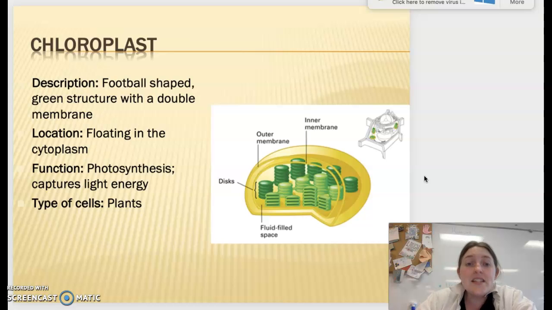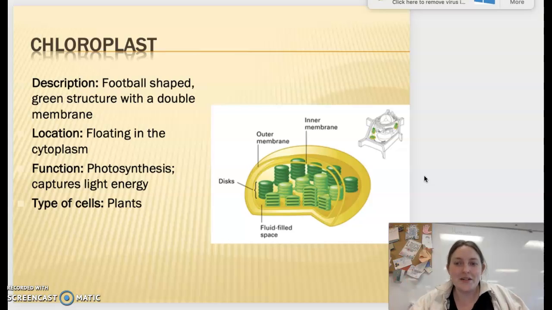And last but not least is the chloroplast. And the chloroplast and the mitochondria are going to become very, very important next unit. Our entire unit is on chloroplasts and mitochondria and what they do. But it's kind of a football-shaped structure. It's green, double membrane, sitting in the cytoplasm, and its job is photosynthesis. So it captures light energy. This is strictly plant cells.